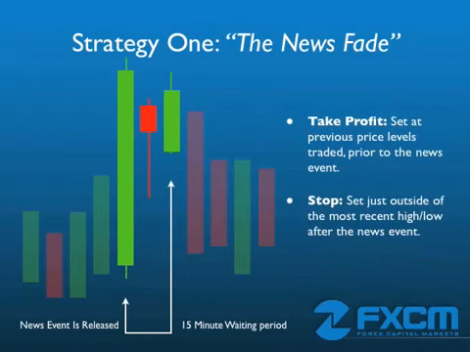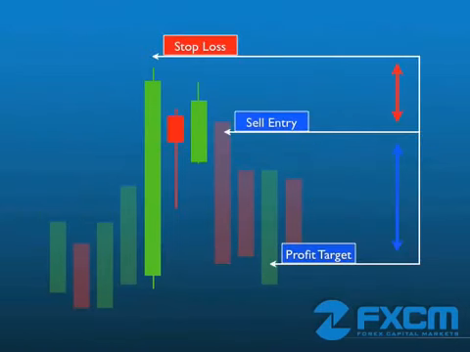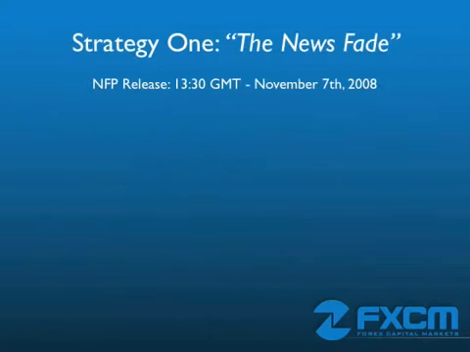We want to set a take profit around the price levels previously traded, and a stop just outside the most recent high or low that was made after the news event came out. Placing a stop to limit potential losses is very important, as there's always a chance that the price action will continue in the initial direction of the move. Let's now look at how we can use this strategy after a news event like NFP.